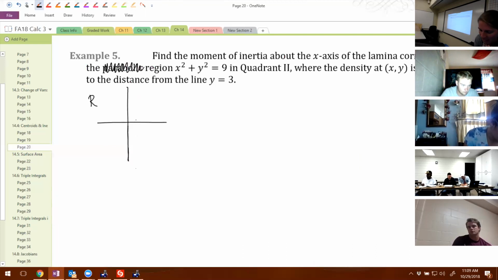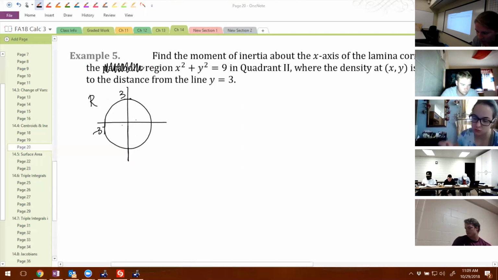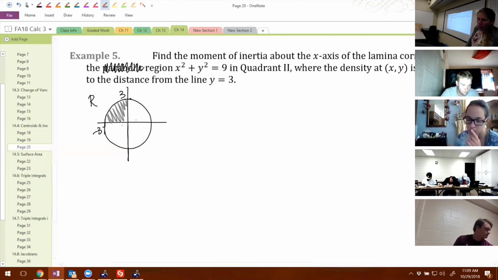Circle. Okay, what a radius of? 3. And since we are just in quadrant 2, we are just going to talk about this portion of the circle over here. And again, just for something different. We are also told moment about the x-axis, so kind of think about spinning this guy. We're trying to measure its resistance to that spin, where the density is proportional to the distance from the line y equals 3, which is also a little different than what we did before. So the line y equals 3 is this horizontal line up here.